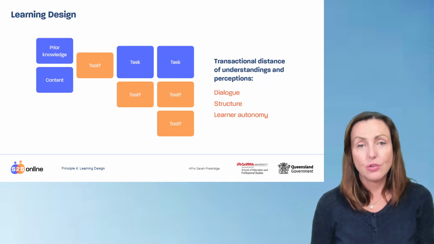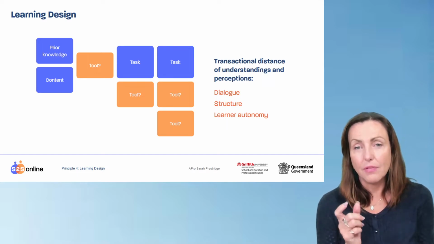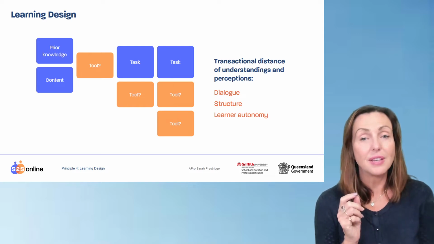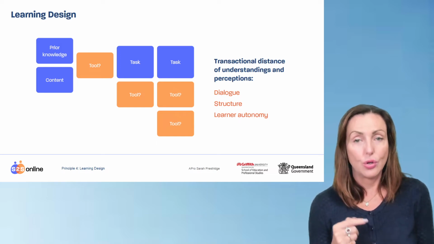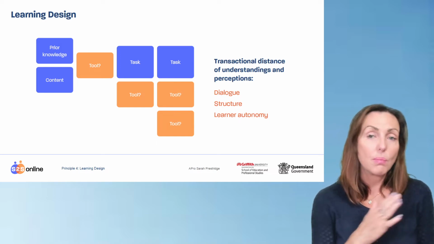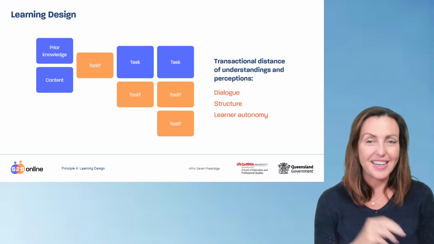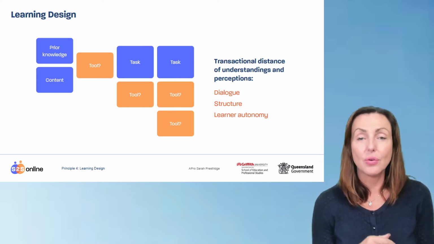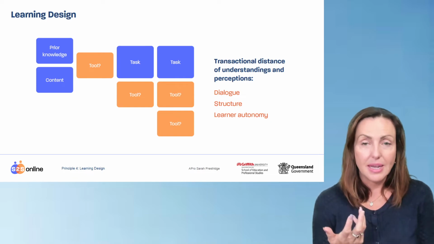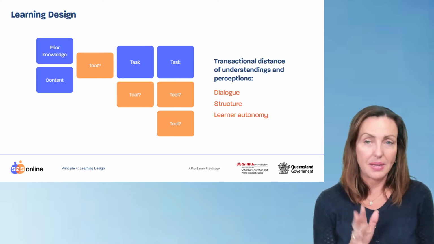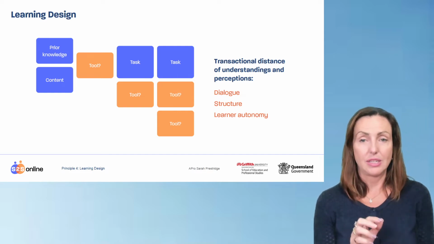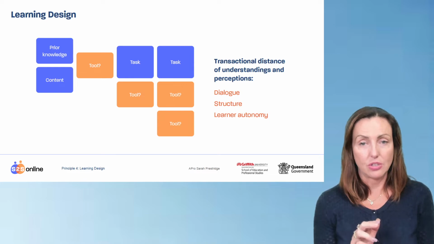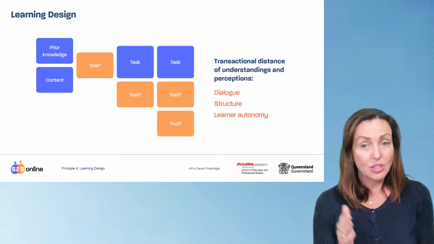We know that transactional distance, that distance of misunderstanding matters, and it's affected by dialogue, course structure, and learner autonomy. Students may feel more or less of that misunderstanding or that transactional distance in their online course or activity, depending on how those three play out. So structure and dialogue have an inverse relationship. Too much structure can limit dialogue, which then affects learner autonomy.